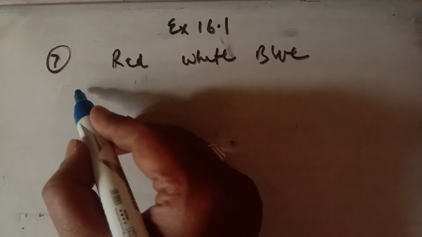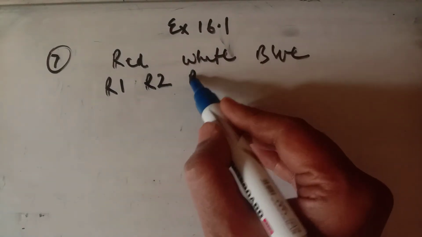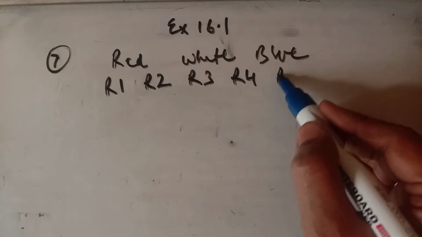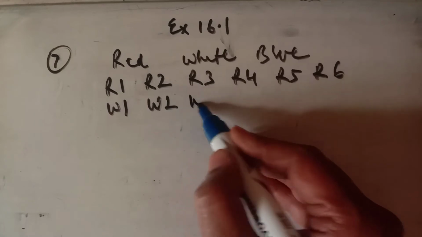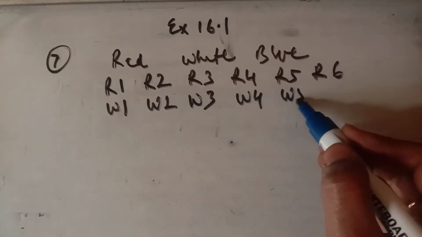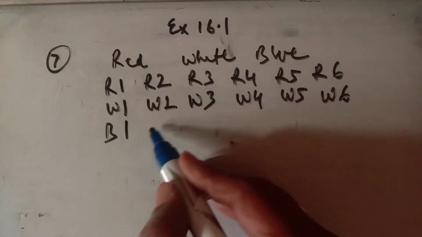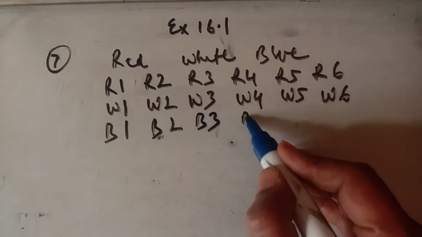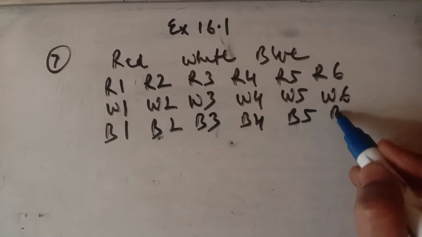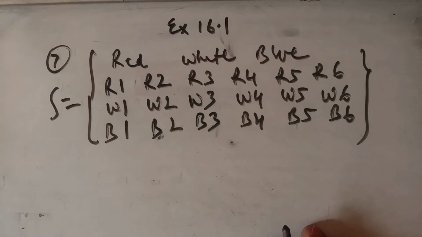So we are taking only one die. It can be the red color die with the number 1, red with 2, 3, 4, 5, 6. We can have the white color die with the number 1, 2, 3, 4, 5, and white with 6. Or we can have the blue color die with 1, 2, 3, 4, 5, and blue 6. So this is the sample space when there are 3 dice of different colors and we are taking out only one die. This is question number 7.